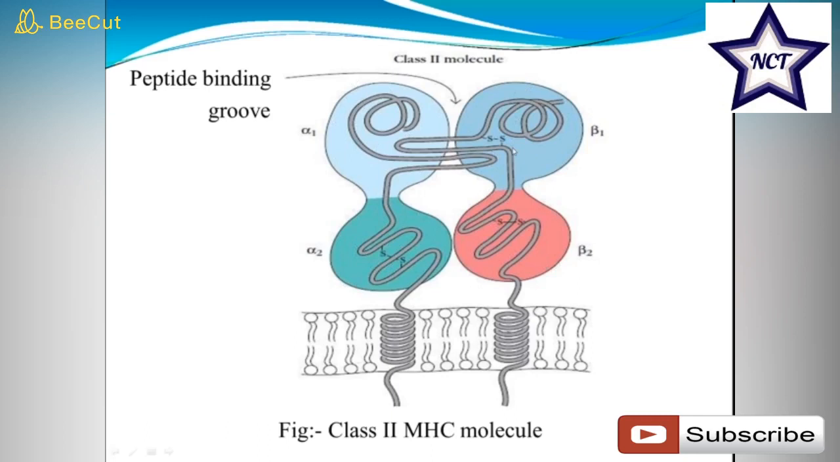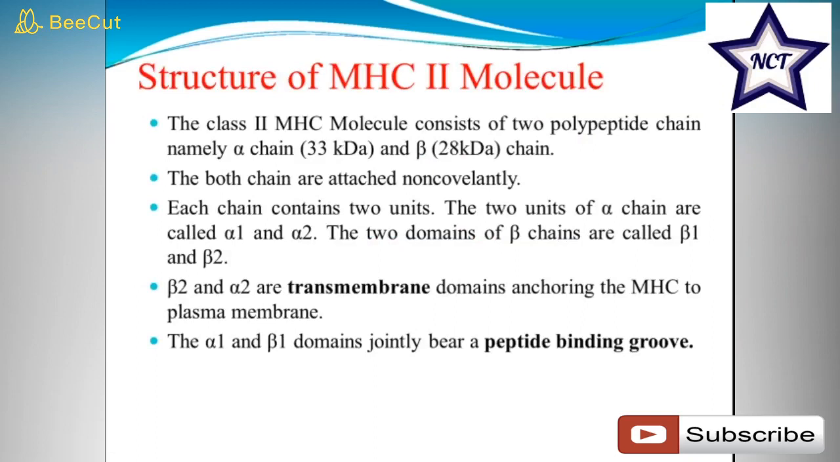Now the difference: as you know, there were 3 alpha domains in class 1 MHC molecule, but in this there are 2 alpha domains and 2 beta domains, and both the domains form a transmembrane complex, and the peptide groove is deeper as compared to the class 1 MHC molecule.